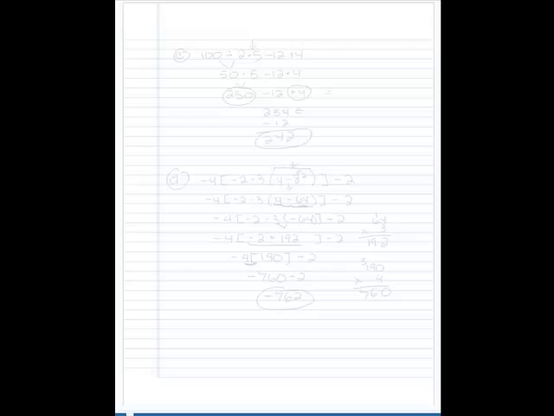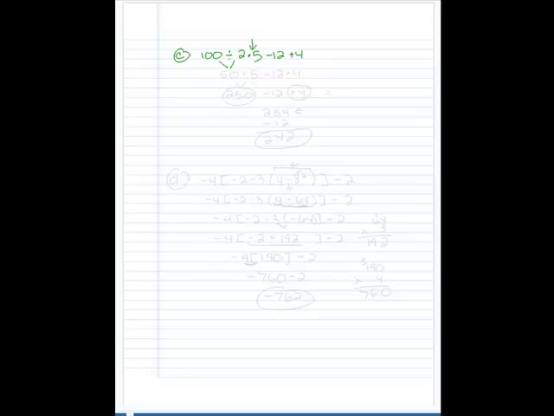Let's try a few more. What about 100 divided by 2 times 5 minus 12 plus 4? Let's see what we have. We have 100 divided by 2 times 5 minus 12 plus 4. From left to right, division comes before multiplication.